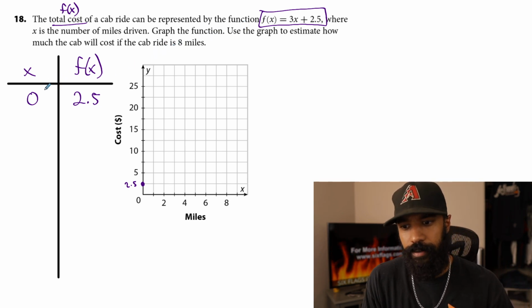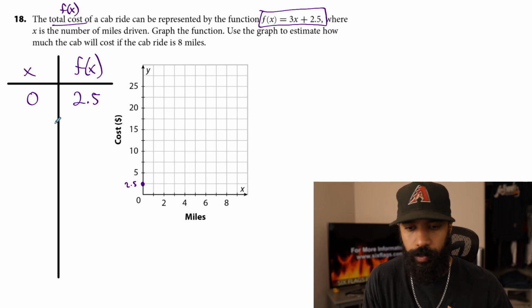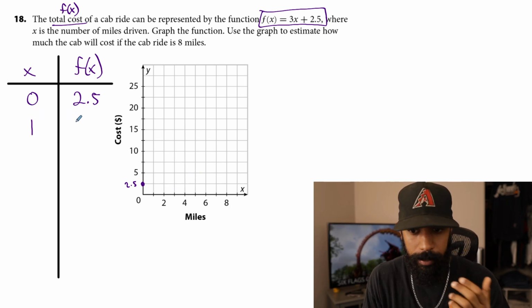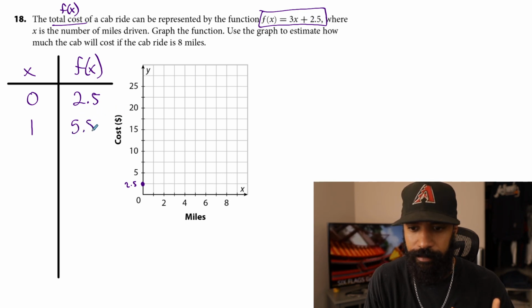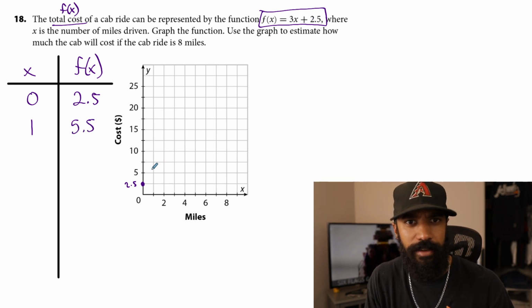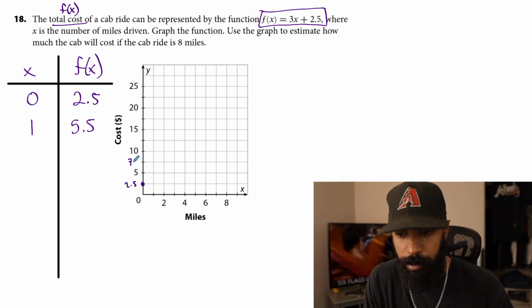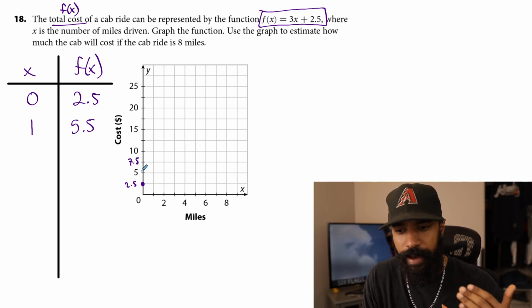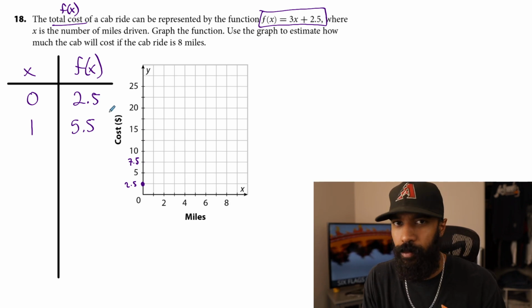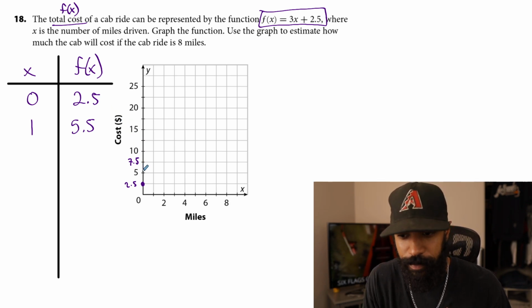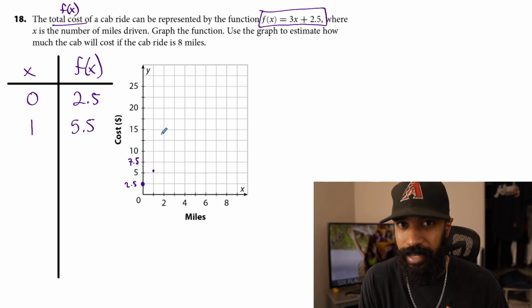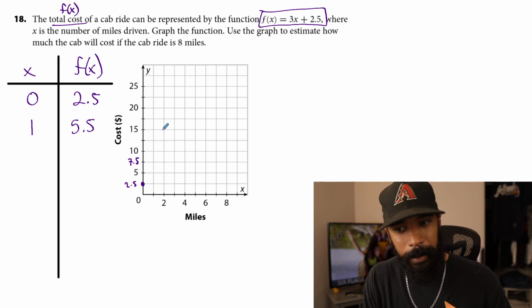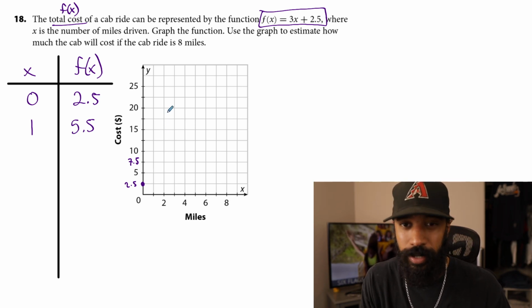Now, here's the thing. If I start to choose, and look, there's 1 and 2 and 3, etc. If I choose 1 for x here, I'm going to get 3 times 1 is 3, plus 2.5 is 5.5. I mean, where is 5.5 on here? You know, this number here is 7.5. 5.5 is a fifth of the way. If you don't know this, it's a fifth of the way between 5 and 7.5. Is it really realistic for me to be able to plot that point right there as is? Probably not. And for the sake of this problem, I'm going to avoid doing that.